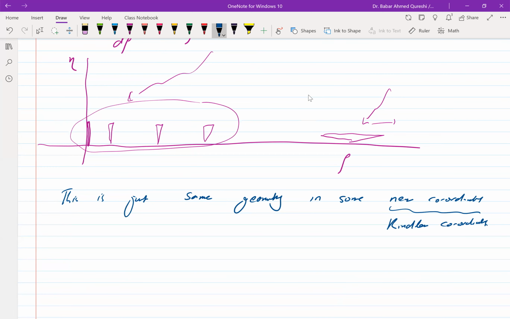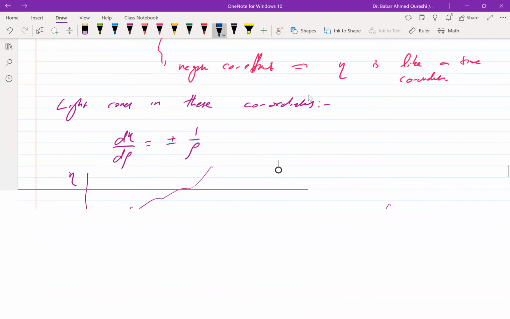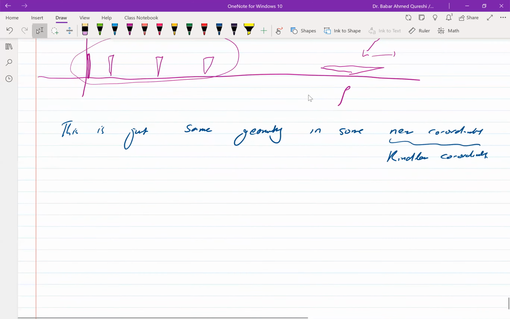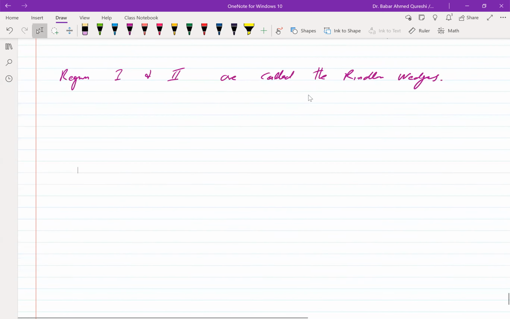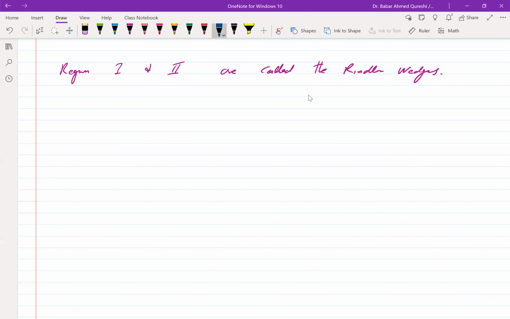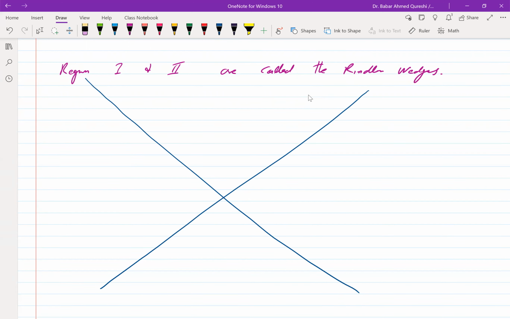And I can say a few things about this. Well, first of all, I said that regions 3 and 4 were not accessible. So regions 1 and 2 are called the Rindler wedges. And now I can use my physics or geometry of space because I know that this is just Minkowski space-time. I can use that geometry to make conclusions about what seems to be happening in the Rindler coordinates.